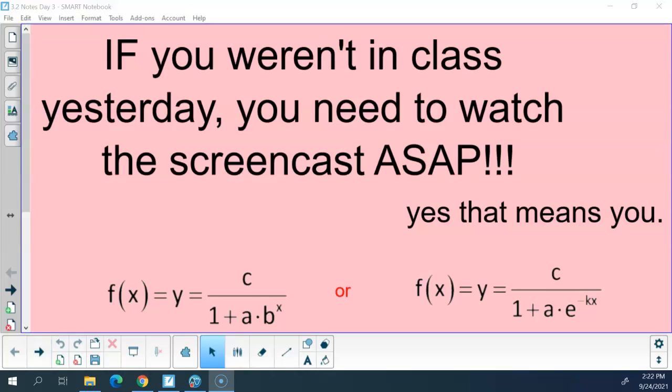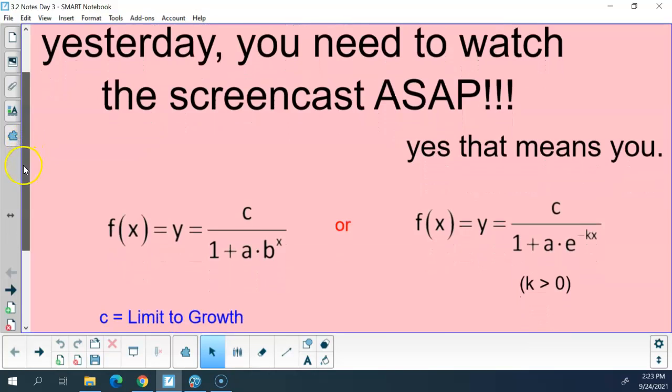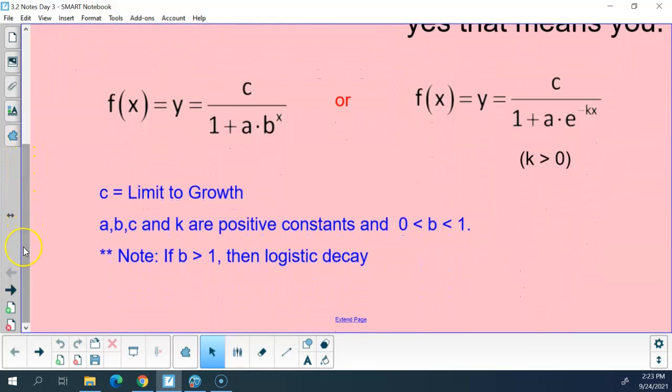31 gold. So if you were not in class yesterday, you should probably watch that screencast ASAP. Okay? So yes, that means you, which also means me. So we talked yesterday about logistic function, and today we're going to continue talking about logistic function.